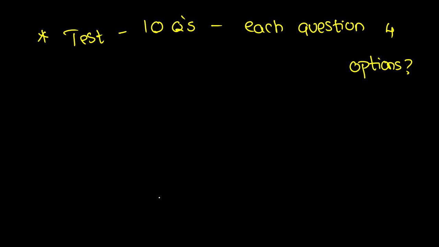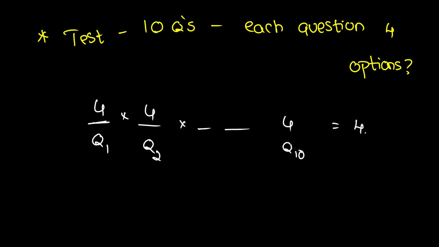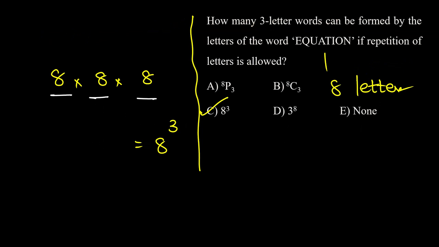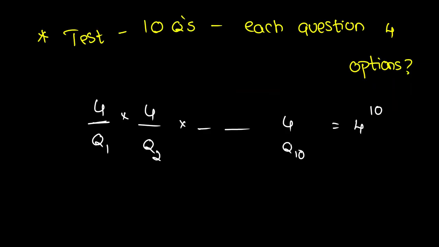Now, first question: how many ways can you attempt? 4 ways. You can go with option A, option B, option C. Second question, 4 ways. So like that, 10 questions. 4 power 10 is the answer. It's actually the previous question only, an application of the previous question. There they gave repetition allowed, all those things. Here I have not mentioned anything.